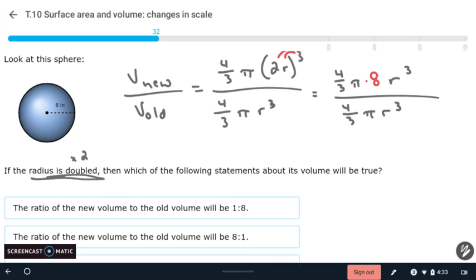And then we can go through, cross out what's the same. So 4/3 are the same. The pi's are the same. R cubed is the same. The things that are left over, if there was more than one, we'd go ahead and multiply it. Here it's just 8. So our answer is going to be 8 or 8 to 1.